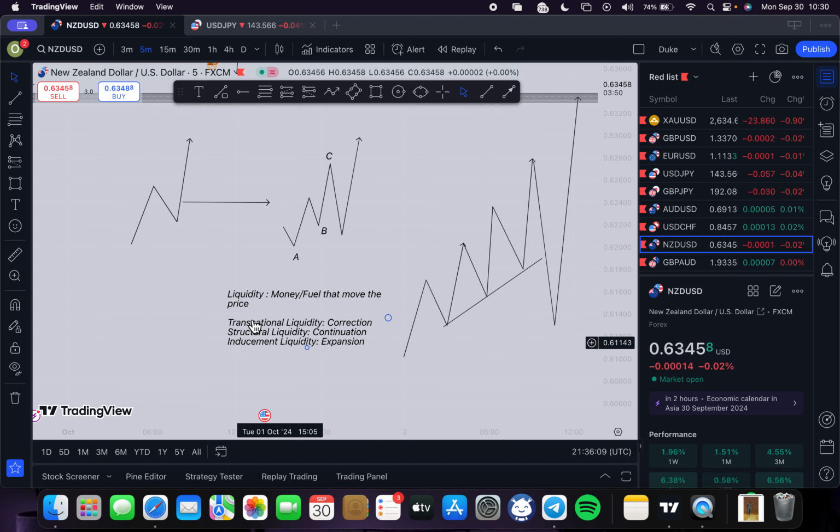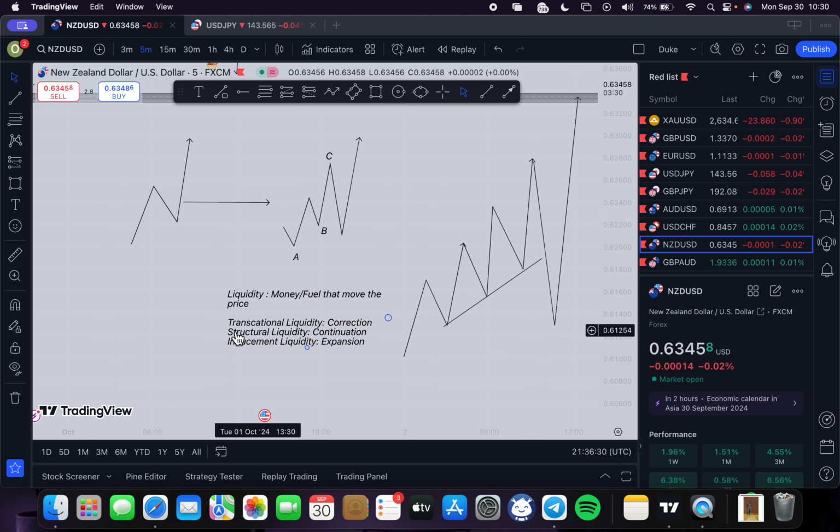This transactional liquidity happens there, but for now you have to avoid it, because if you make a mistake here, the news will mess you up immediately. So for now, you just need to know what it is.